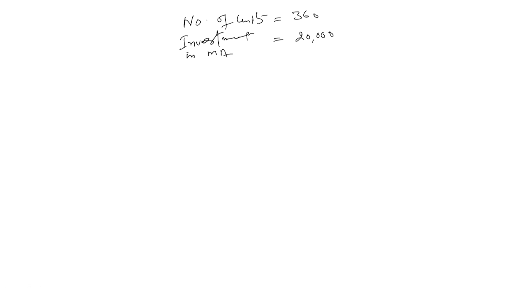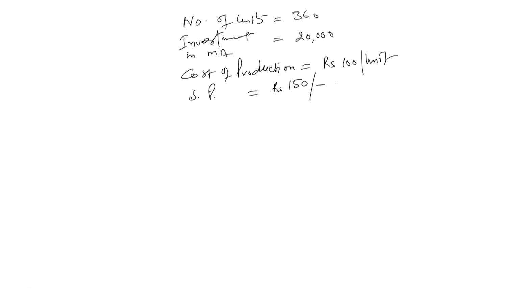The company is manufacturing 360 units in a year, and the cost of production is rupees 100 per unit, and the selling price which the company can fetch from the market is rupees 150. Now there are two channels possible. The company can go for indirect marketing, or the company can go for direct marketing.